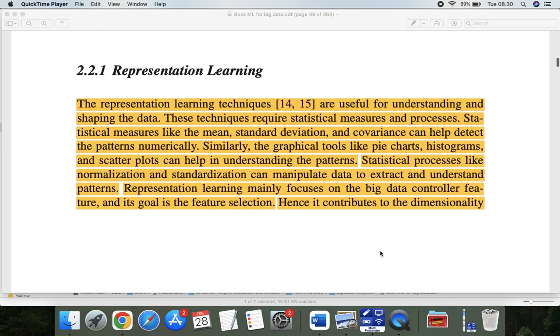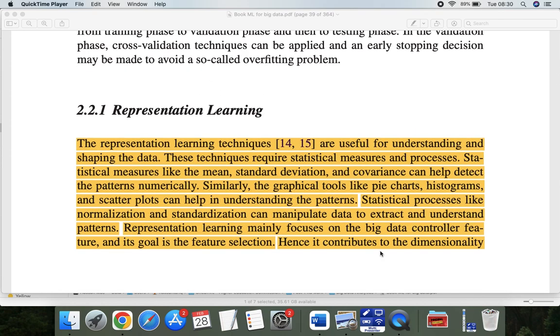Representation learning is a very interesting technique here. It is useful when you want to reshape your data and understand your data. Basically, representation learning means these statistical techniques. For example, you use mean, standard deviation, or maybe covariance. These are representation learning techniques. Similarly, when you draw pie charts and histograms, these are also representation learning techniques. Pie charts, scatter plots, and box plots are visualization techniques, but their basics come from statistics.